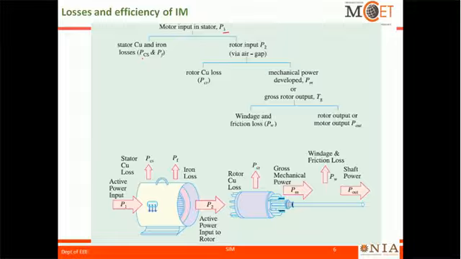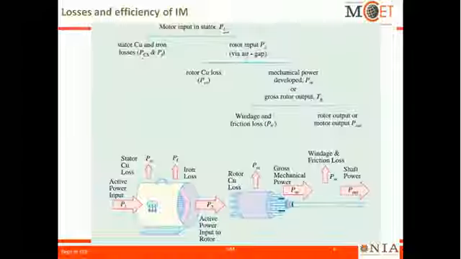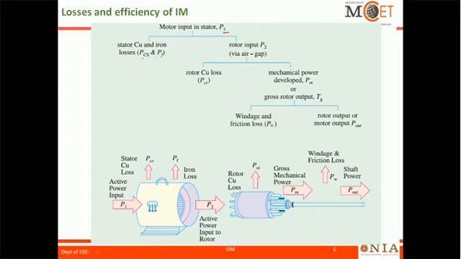So see in this picture, P1 is the active power input, with stator copper loss and iron losses in the stator, and P2 will be the input for your rotor, and then on the rotor side we have the copper losses. And then when it goes to the shaft, there is a possibility of windage and friction losses. So finally you will get the output mechanical power.